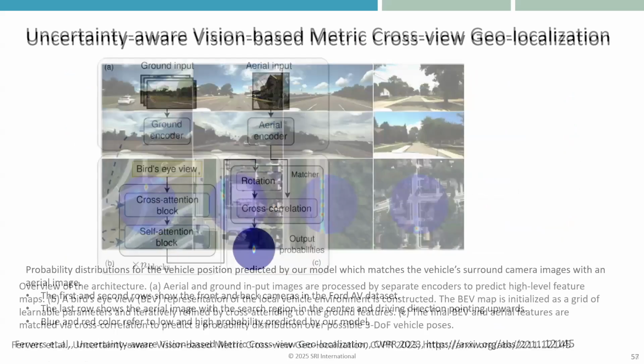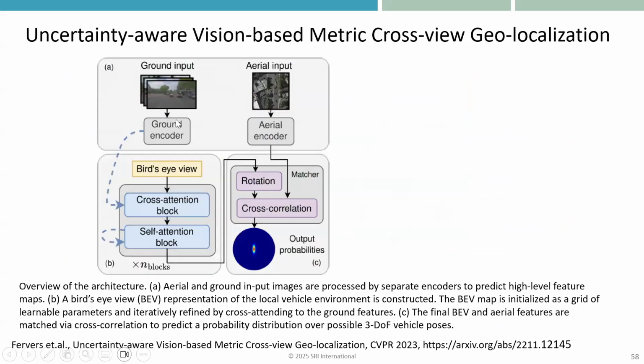The way they did it was, you take the ground images and create a bird's eye view image like we talked about with the transformer-based method. Now you match it to the aerial image. To match it, you may also solve for rotation, like we were talking about earlier, by rotating it. And now you do cross-correlation between these two representations, and you use the cross-correlation to detect the peak and also the spread of the uncertainty about the peak.